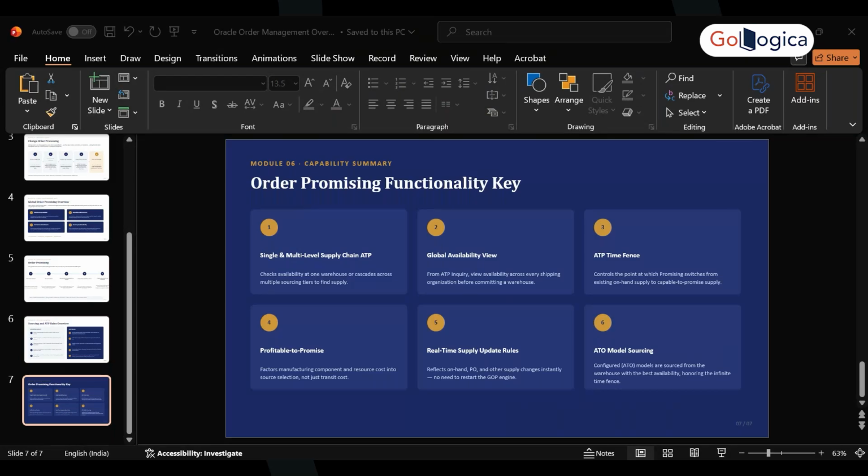And each of these features plays an important role in making Oracle Fusion Order Management intelligent and more efficient. Now, the first one is single and multi-level supply chain ATP, which is the first capability. Oracle supports availability checking at different levels of the supply chain. Like in single level ATP, Oracle checks inventory availability within a single inventory organization or warehouse.